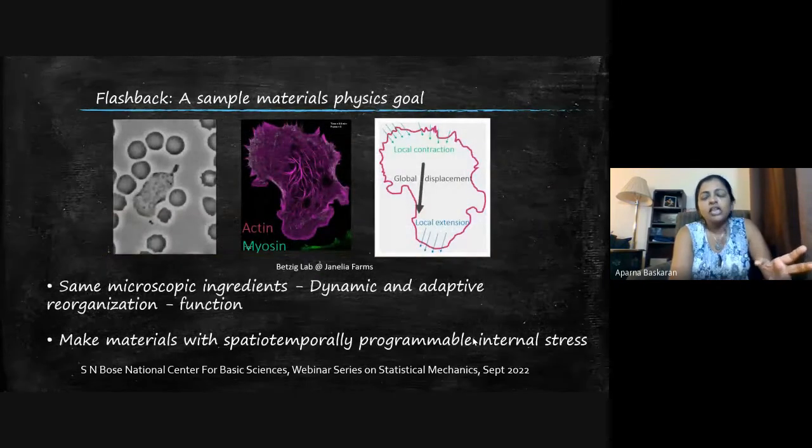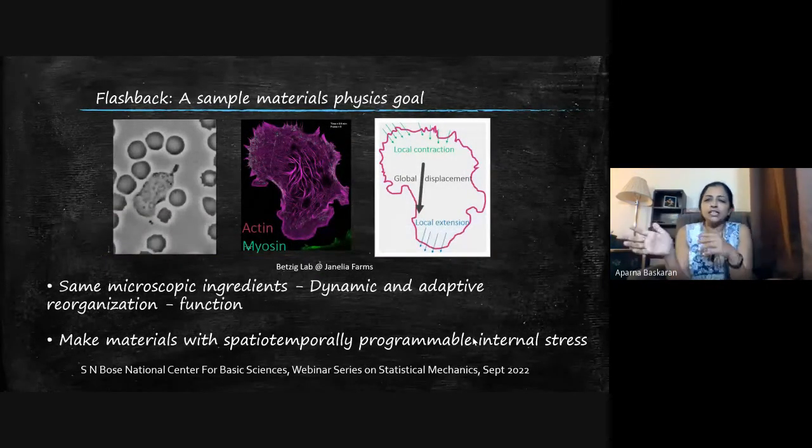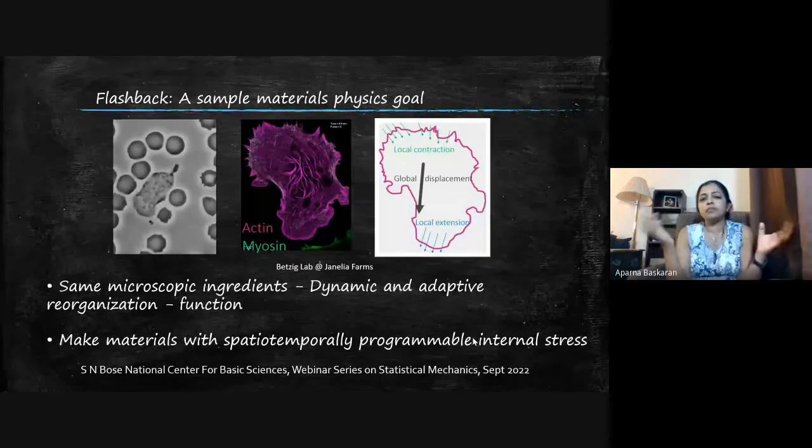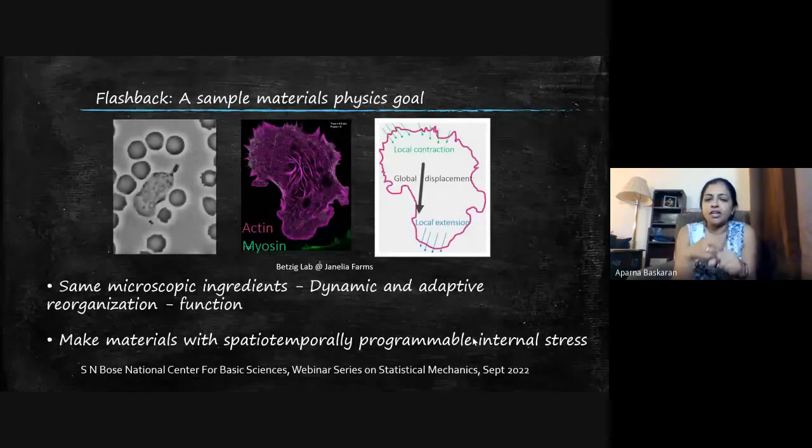I just want to go back to my summary a little bit to try to tell you some of the things that we are doing right now. So remember, the way that I phrased the story at the beginning of the talk was saying that I want to build me one of these smart bags. I want to have the same microscopic ingredients, but I want to be able to build dynamic and adaptive stress so that I can get to function. And I want to make materials with spatiotemporally programmable active stress, right?